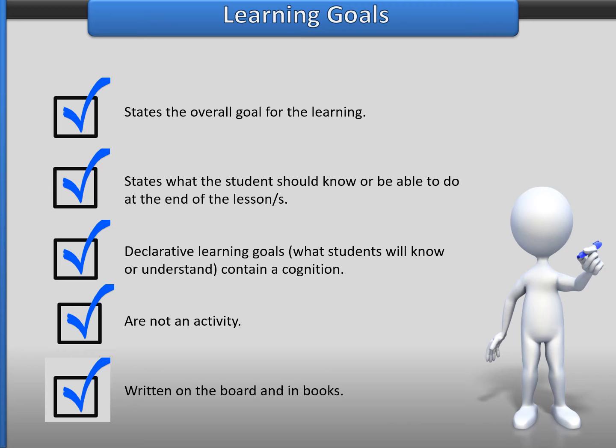A procedural learning goal relates to a skill, so we don't always use a cognition. For example, students will learn to surf. Learning goals are not activities. For example, completing page 56 of the textbook is not a learning goal. The learning goal is written on the board for all indoor lessons and students write it in their books. It is not sufficient to just have it on the first slide of a PowerPoint, as the learning goal needs to be referred back to throughout the lesson and also at the end of the lesson.